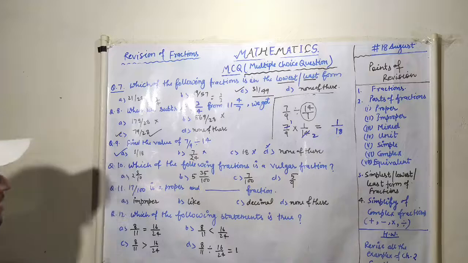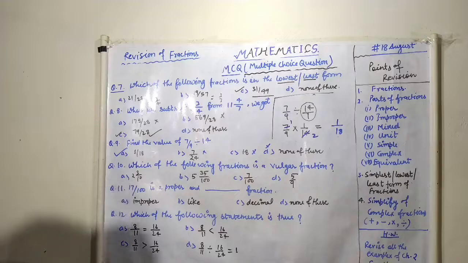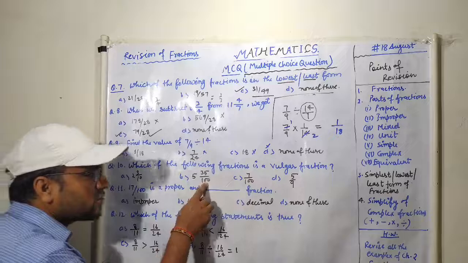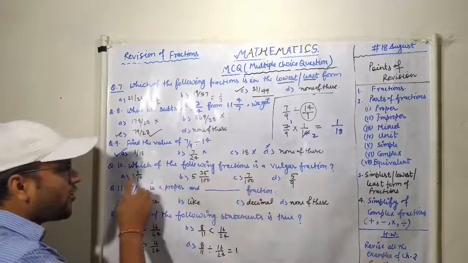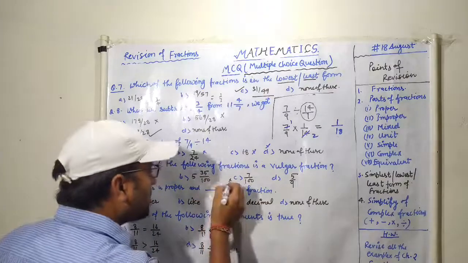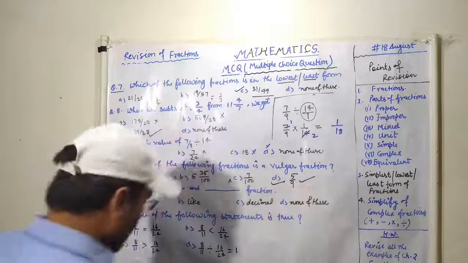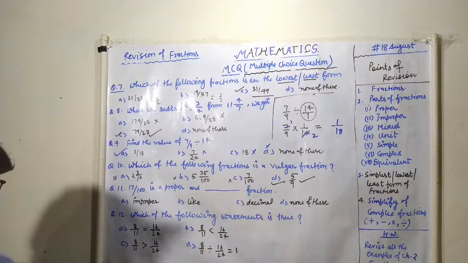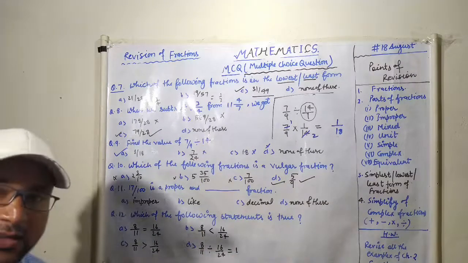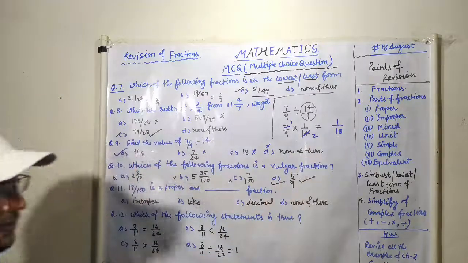Question number 10. Which of the following fractions is a vulgar fraction? A fraction whose denominator is not a multiple of 10. Here is 10. Here is also 10 in the denominator. Here is also a multiple of 10. So I think options A, B, C are wrong. So option D is correct, 5 upon 9. A vulgar fraction is a fraction whose denominator is not a multiple of 10. It is not 10, 100, 1000, 10,000. So other than 10, that fraction is known as a vulgar fraction.